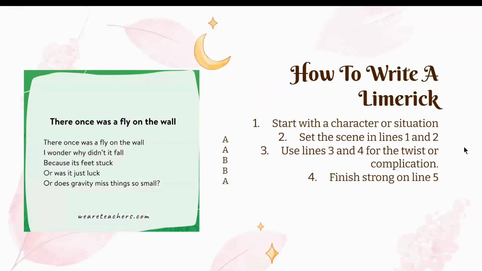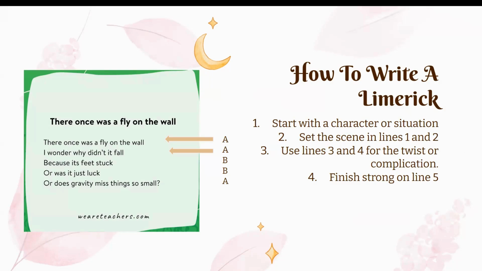So, how do you write a limerick? Number one, you would start with a character or situation, often something weird or exaggerated. In this case, it's there once was a fly on the wall. Number two, you would set the scene in lines 1 and 2. They should rhyme. In this case, wall and fall both rhyme.